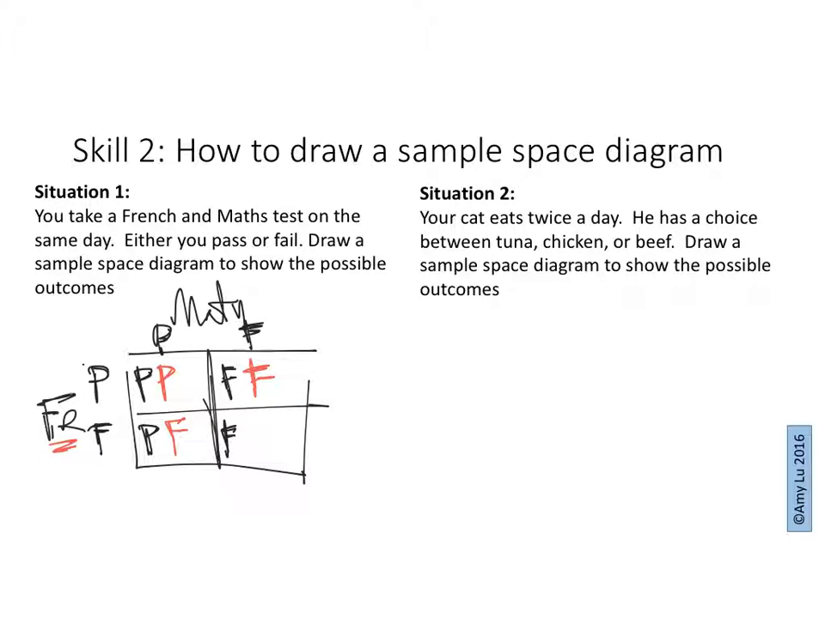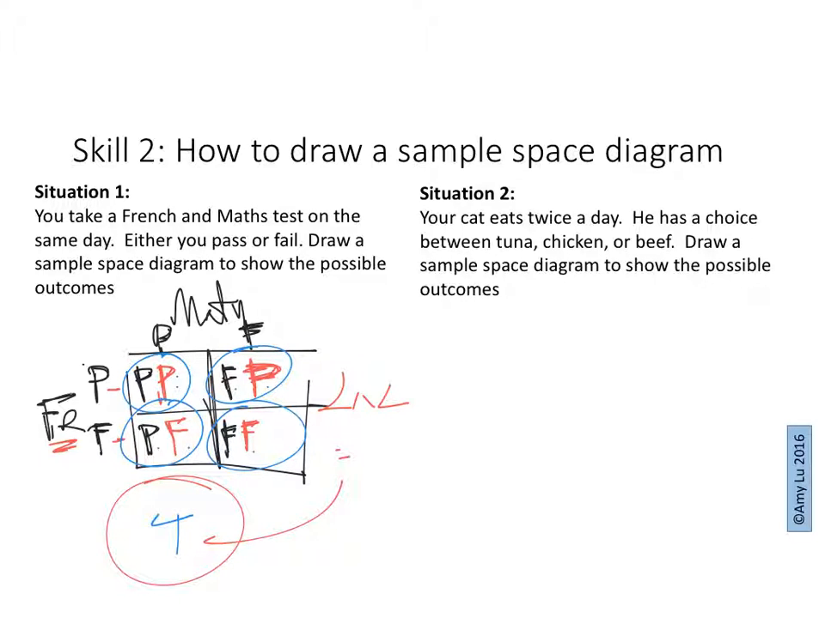Sorry, my mistake. You either pass or you fail, because this line right here represents P. So the combinations you have here are 1, 2, 3, 4. Either you pass your math test and your French, or you fail one and pass the other, or you pass and then fail, or you fail both. So there are 4 total outcomes. And the same thing, if you just do 2 times 2, you have a total of 4 different outcomes.